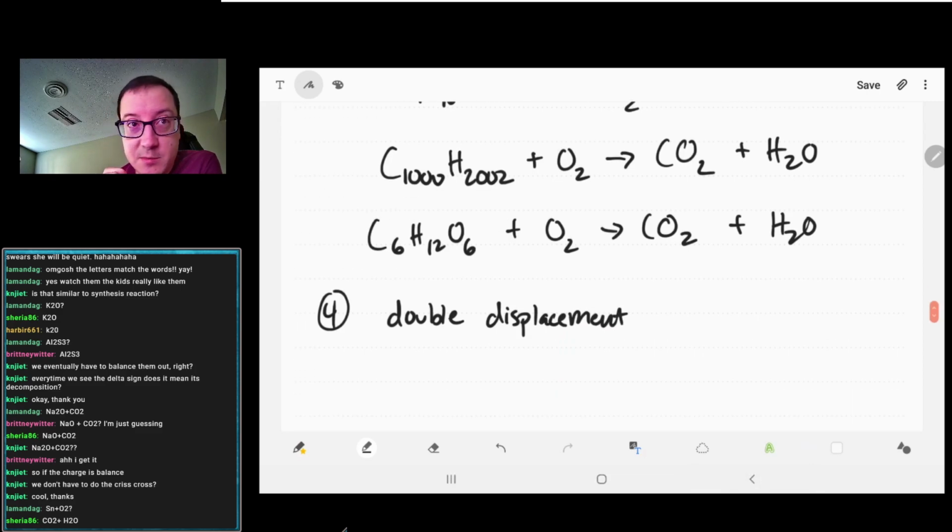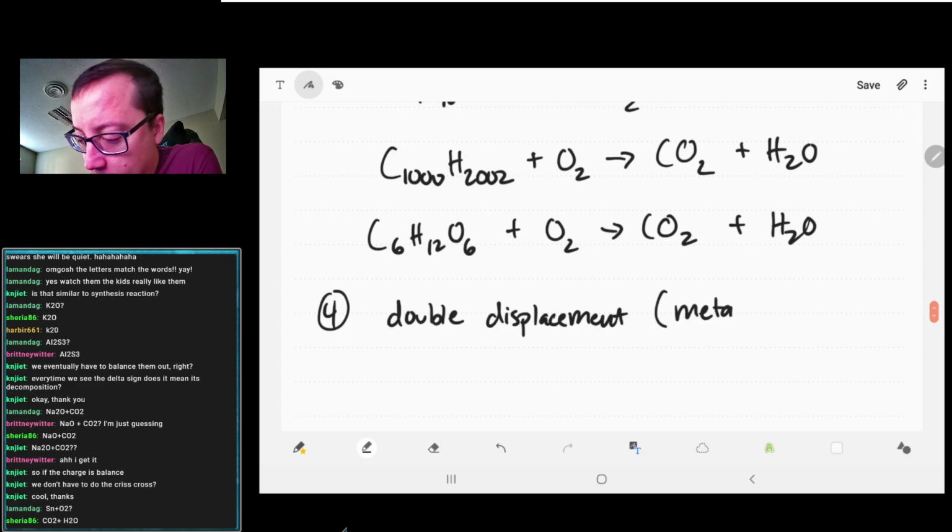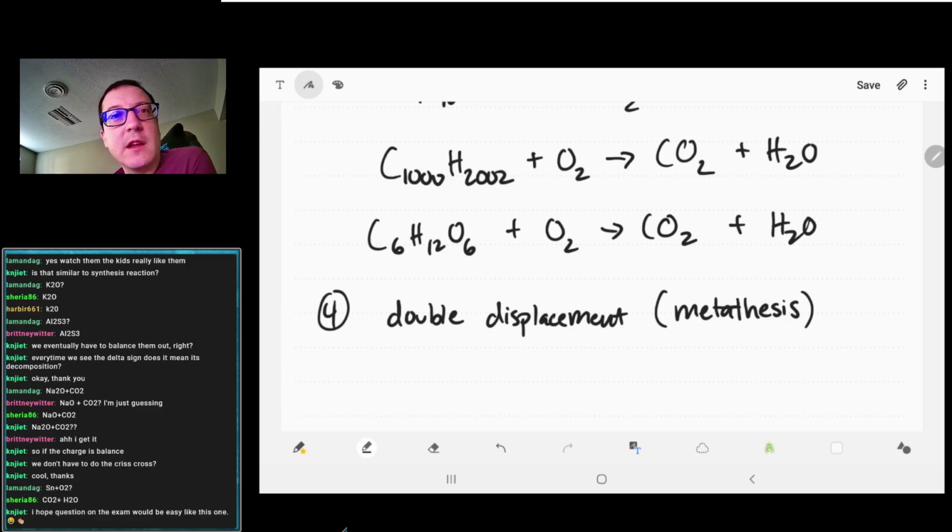So a double displacement reaction will be our next type. It's also known as metathesis, but no one ever calls it that. Yeah, right? What's the product of this? H2O and CO2. So metathesis would be a name that you might see, but again, it's not a common one. This is used by people who want to sound stupidly smart for some reason.